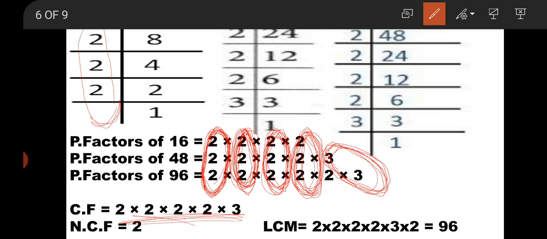ठीक है, और यहाँ पे एक 2 रह गया, ये हमारा है नॉन कॉमन फैक्टर जो कि हम यहाँ लिख देंगे। After that we will multiply all the common and non-common factors, and by multiplying these common and non-common factors we will get our LCM which is 96. Clear?